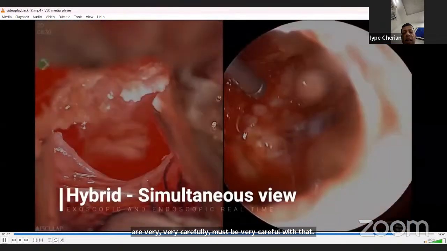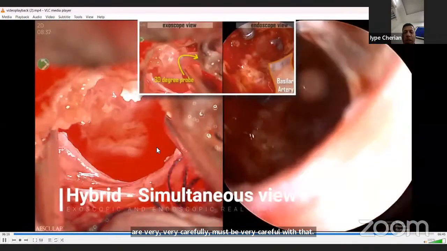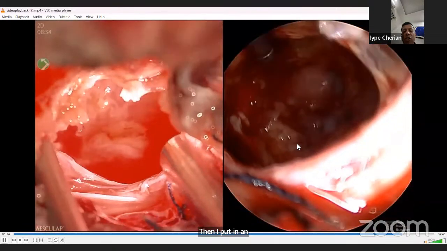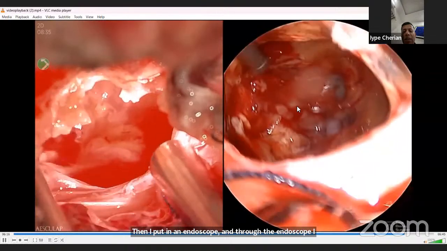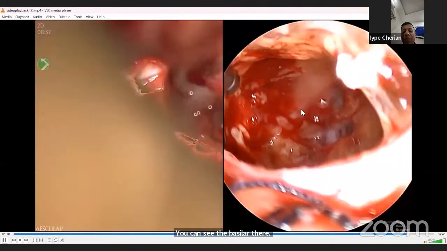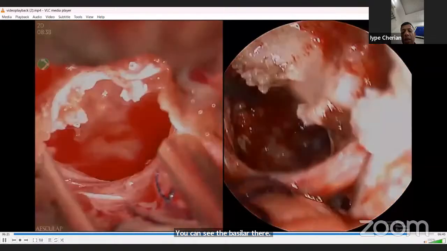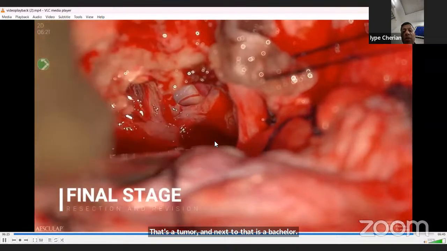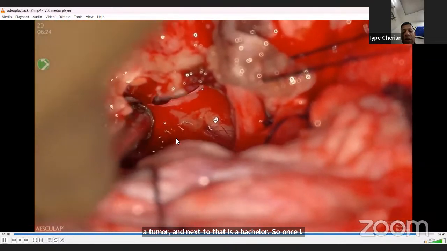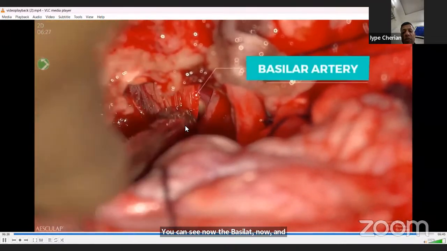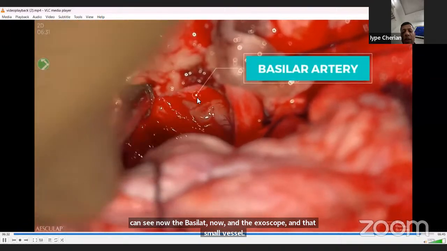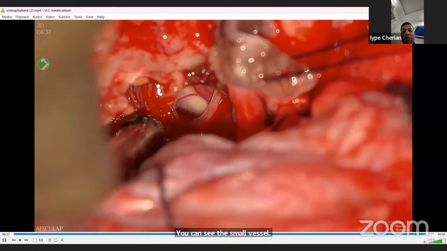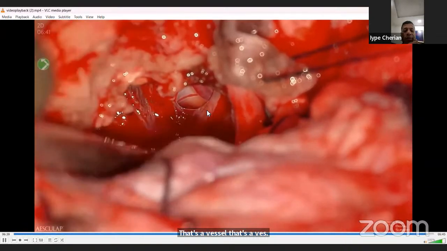Then I put in an endoscope, and through the endoscope, I can see the basilar there. You see the right picture, you can see the basilar there. That's a tumor, and next to that is the basilar. You can see the basilar now in the exoscope, and that small vessel. That's a vessel. So all the capsule, everything is slowly taken out.